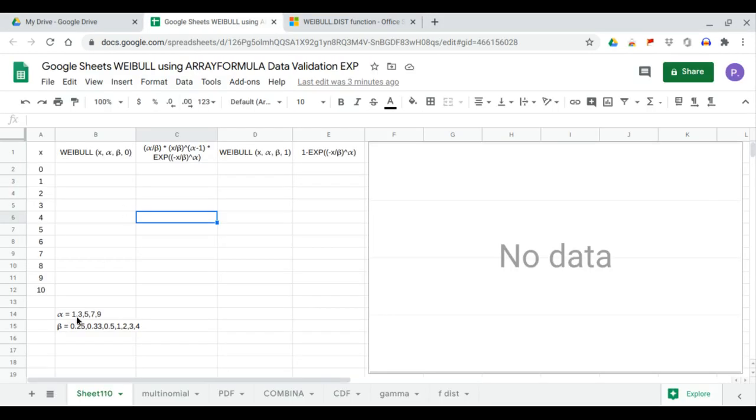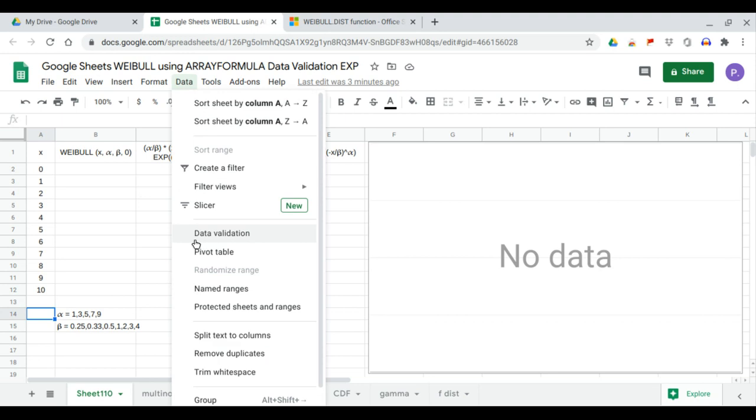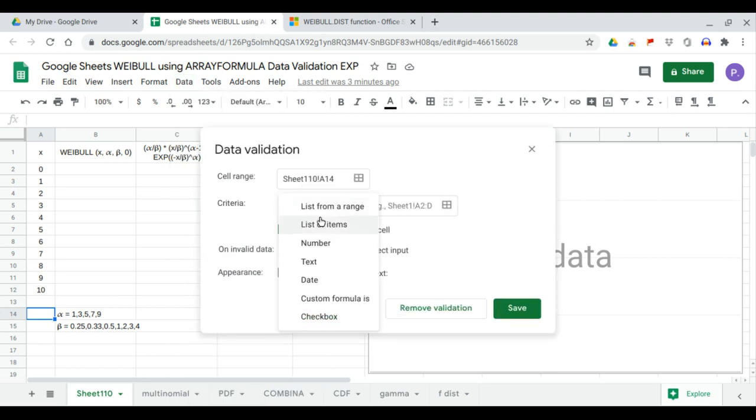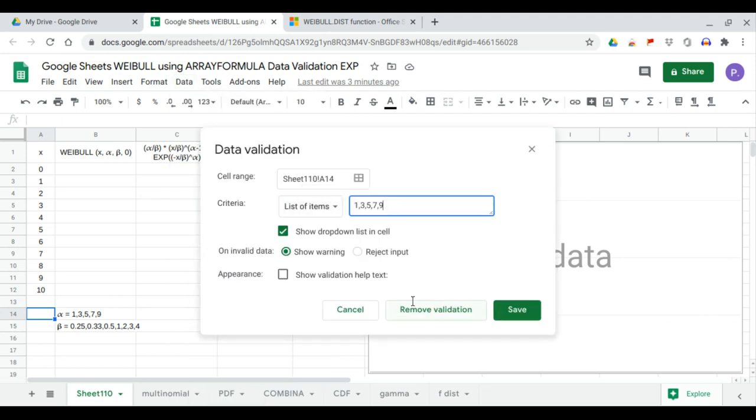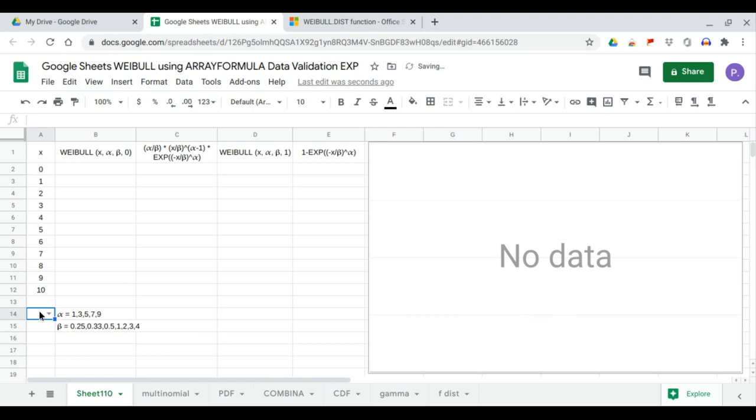Alpha is the shape, while beta is the scale. The values of alpha will be 1, 3, 5, 7, 9. So we use data validation, list of names, and paste it. Now these are the values of alpha: 1, 3, 5, 7, 9.